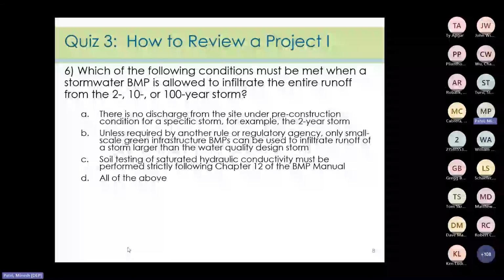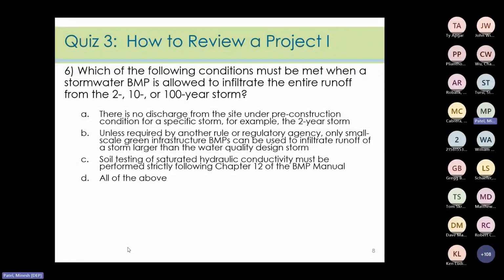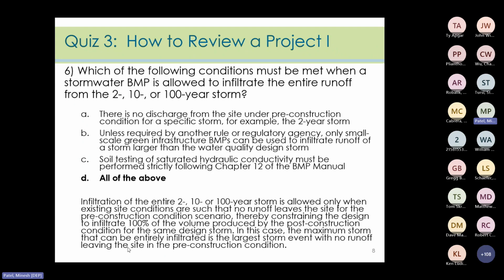Question 6, which of the following conditions must be met when a stormwater BMP is allowed to infiltrate the entire runoff from the 2, 10, or 100-year storms? And the answer is D, all of the above. Infiltration of the entire 2, 10, or 100-year storm events is allowed only when existing site conditions are such that no runoff leaves the site for the pre-construction condition scenario, thereby constraining the design to infiltrate 100% of the volume produced by the post-construction condition for the same design storm.